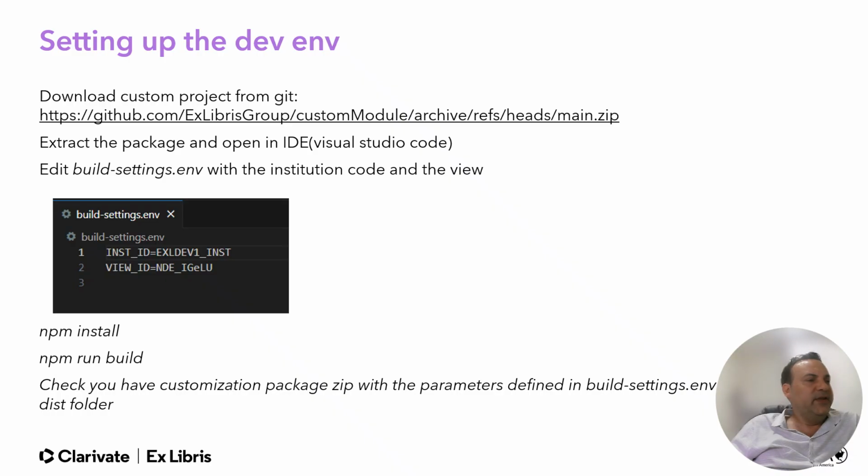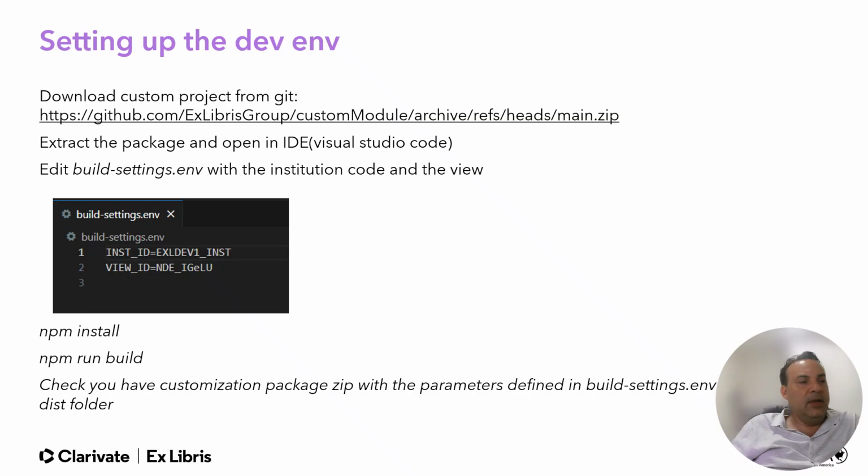Okay, so in the next video that I will show, I'm going to download the custom project from GitHub. This link will download it directly. I will extract the package and open it with an IDE, in our case Visual Studio Code. I will edit the build settings with my institution and my view that I'm going to customize, and run npm install and run build just to start up with the development environment.